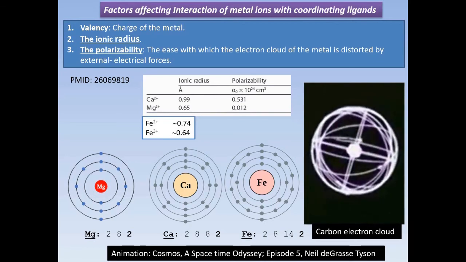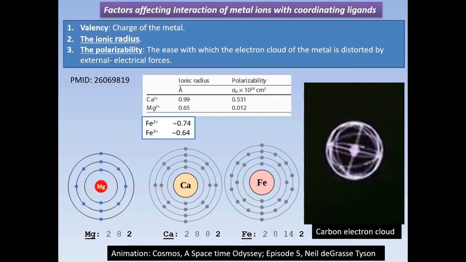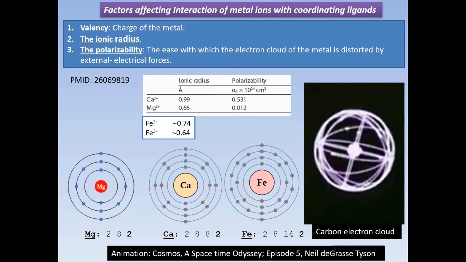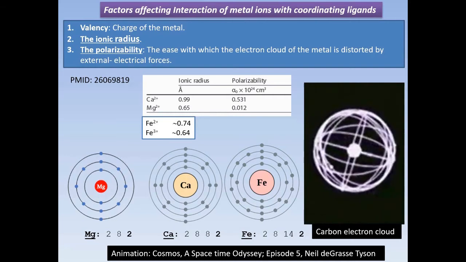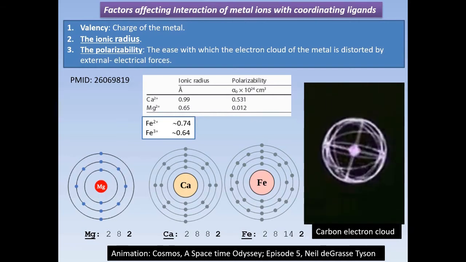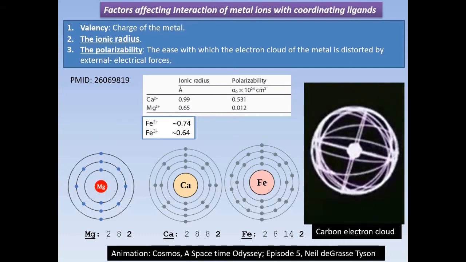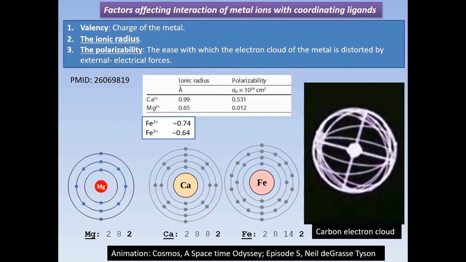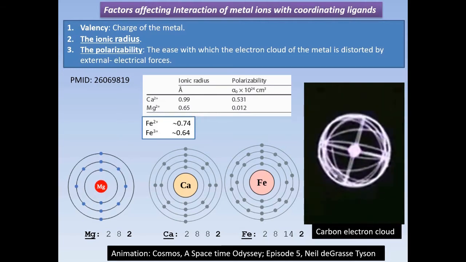In calcium and magnesium, both have 2 electrons in their outermost shell, hence their valency is 2. That means they will lose 2 electrons to achieve noble gas configuration. On the other hand, iron combines with oxygen to form ferrous oxide as well as ferric oxide. In the formation of ferrous oxide, iron exhibits a valency of 2, whereas in ferric oxide it has a valency of 3. The next factor is the ionic radius.